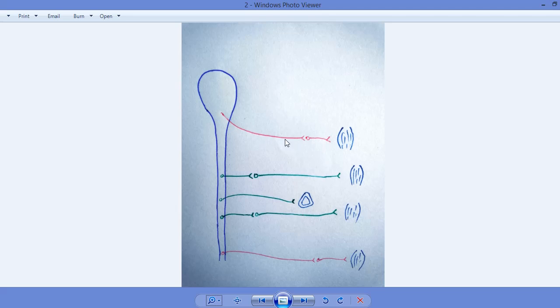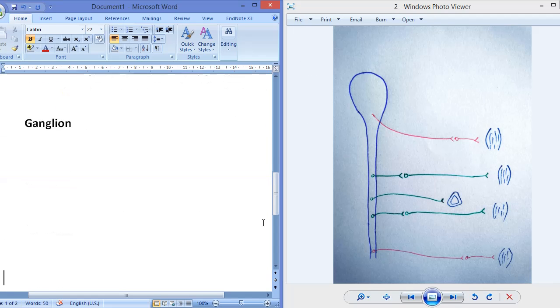The preganglionic neuron of the parasympathetic nervous system is always longer than the postganglionic neuron. This neuron is the preganglionic neuron, and this neuron is the postganglionic neuron. Okay, I'm going to write it.